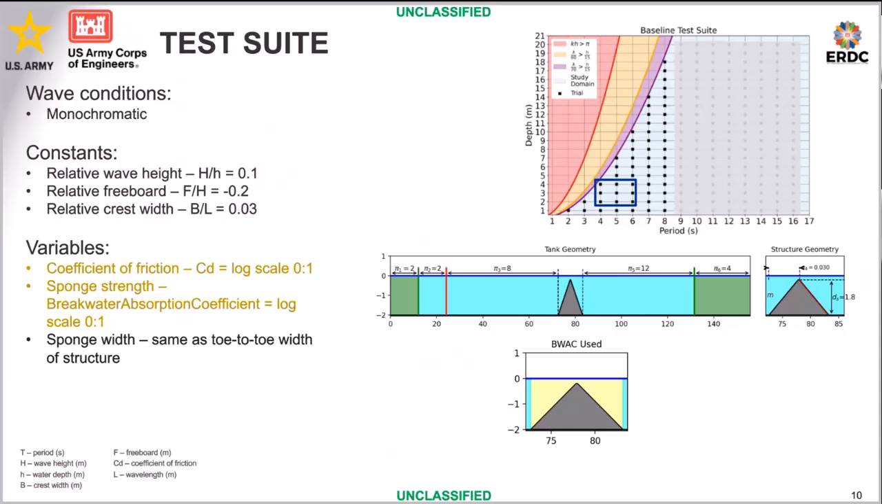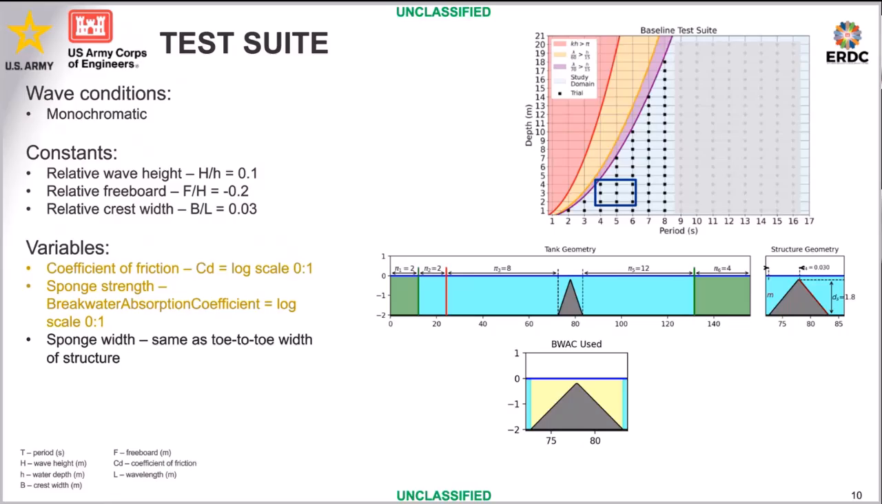So what we kept constant in this case is the relative wave height, relative freeboard, and relative crest width. And we have 5 sets of simulations. A flat tank, nothing in it, no friction. Flat tank with just bottom friction. Flat tank with the sponge, just the sponge layer. And then we have with the structure, a naked structure.